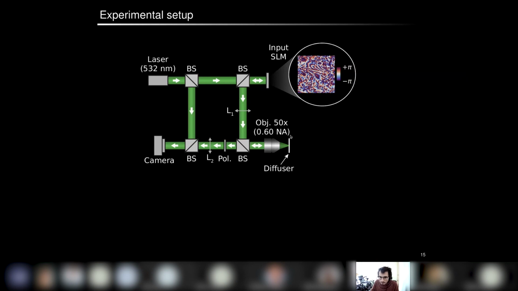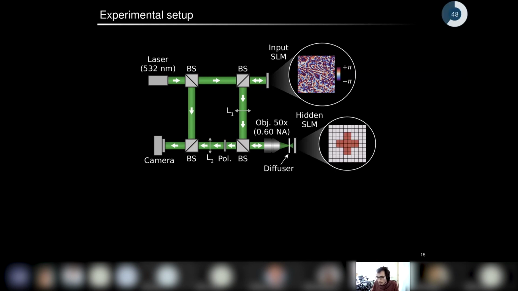So this is the random medium, and the hidden object that we would like to characterize is displayed by a second SLM. Here we display a cross, whose phase we can change. So we can modify the phase, and the goal will be to estimate the phase of this displayed object.